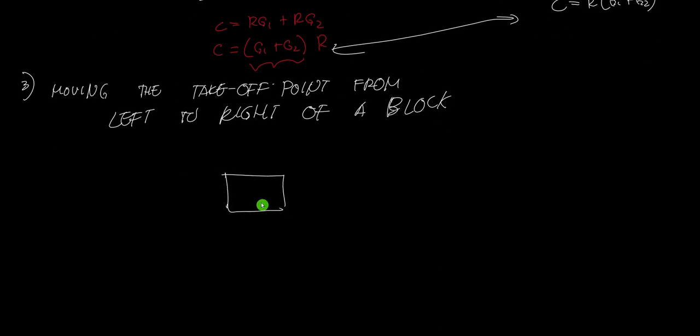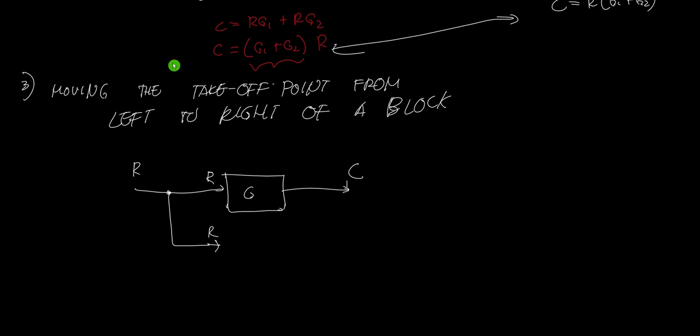Let's call it G. Then we have an input, and a takeoff point at this point here, going in that direction. It doesn't matter what the input or the block is, as long as it's a takeoff point. So this is R here, and this is also R. And we have an output C.